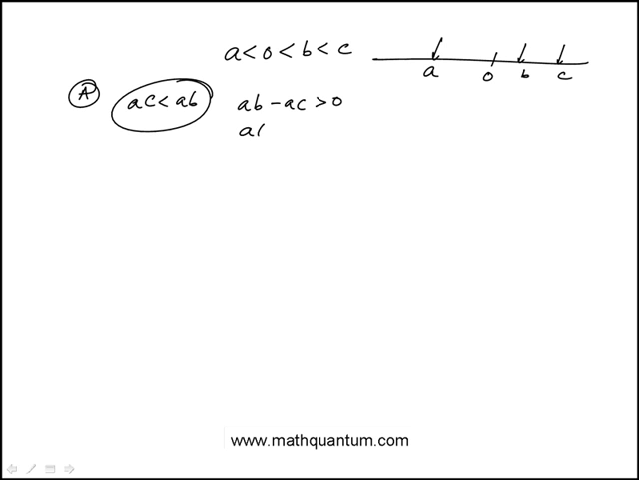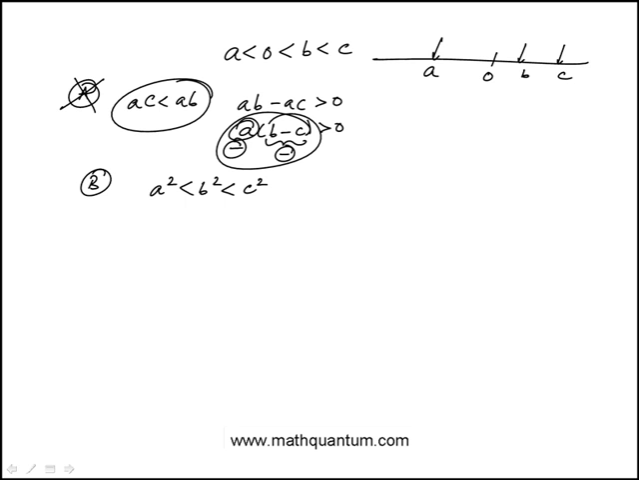I'm going to factor that. And so we need to assess whether this is true or not. Now, A is negative, and B minus C is negative because B is less than C. So this product will be positive, so that holds true. So A is out. If I look at B, A squared less than B squared less than C squared.